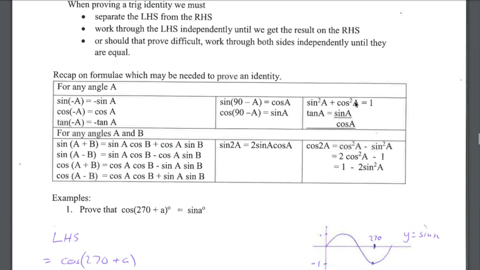Here, sine squared a plus cos squared a equals 1. That is your National 5 trig identity. And tan a equals sine a over cosine of a. That is your second National 5 trigonometric identity.